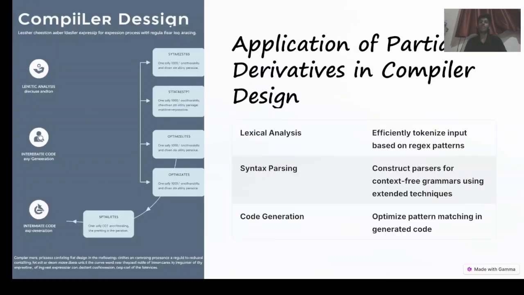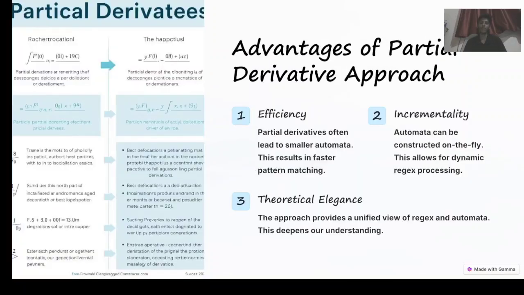Next, applications of partial derivatives in compiler design. We can see the diagram of compiler design. In this, the steps are given. Firstly, lexical analysis. In lexical analysis, efficiently tokenize input based on regex patterns. In syntax parsing, construct parsers for context-free grammars using extended techniques. In code generation, it will optimize the pattern matching in the generated code.